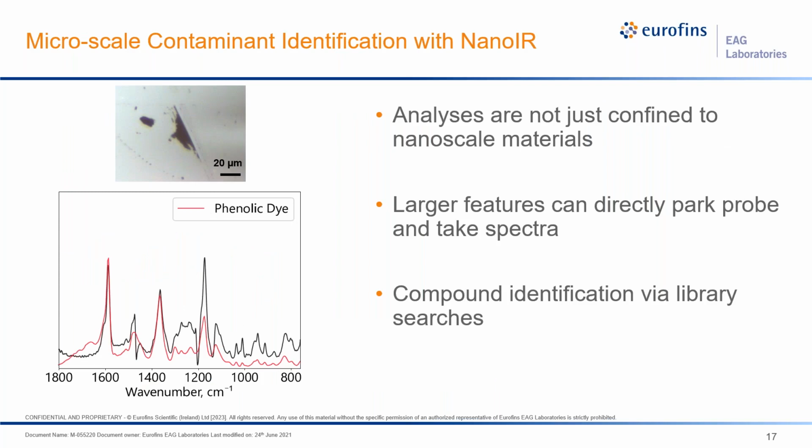But you're not just confined to looking at nanoscale or submicron materials. Sometimes you have these contaminants or features that are just a little too small to access with FTIR. Essentially, with these materials, we can just park the probe on top of it and take spectra, and we don't need to image it at all to really precisely position the probe because it's so large relative to the analysis spot size. So in this case, we have some contaminant on a wafer surface that's roughly 10 by 20 microns, so a bit too small for FTIR, but we can readily just analyze this with nanoIR and find out it's some type of phenolic dye by comparing it back to our libraries.